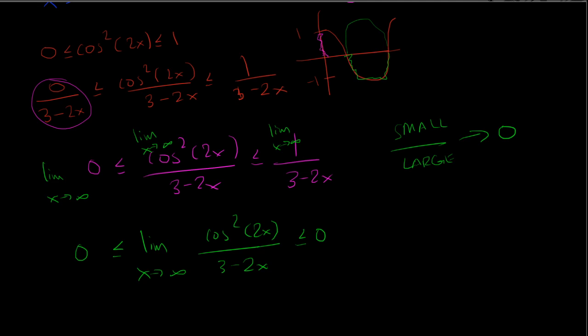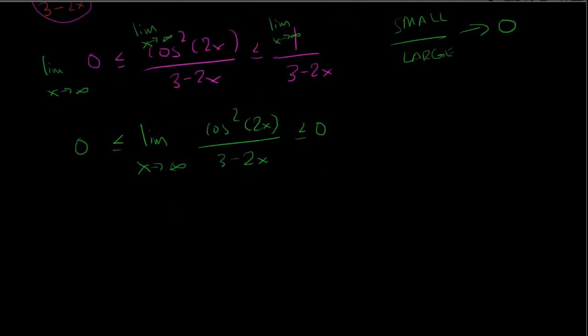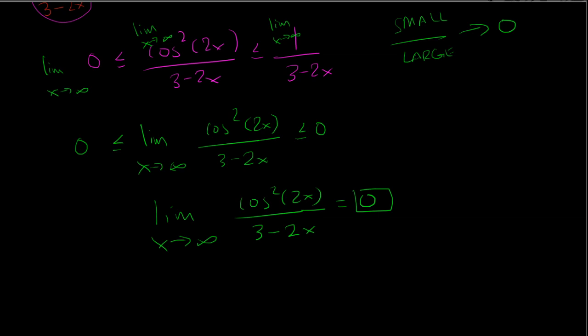So we can now see that our function is bounded by two functions that go to 0. So the limits are going to 0, so therefore we say our limit as x approaches infinity of cosine squared 2x over 3 minus 2x also has to go to 0. Okay.